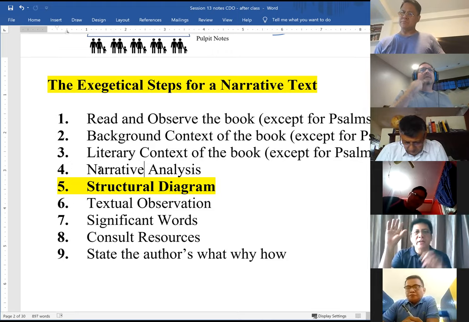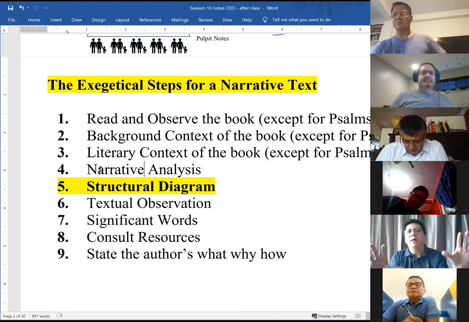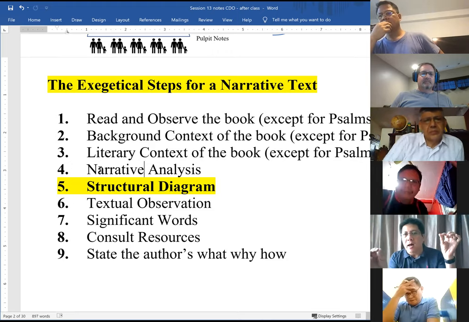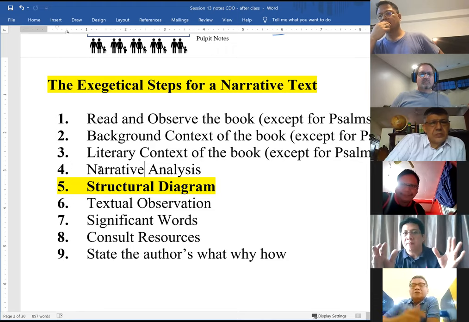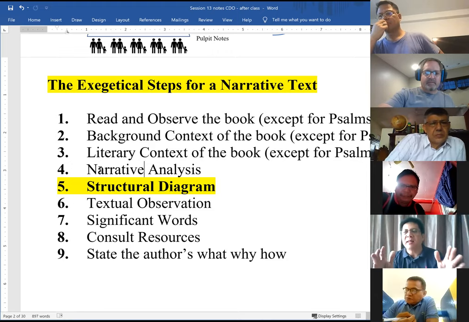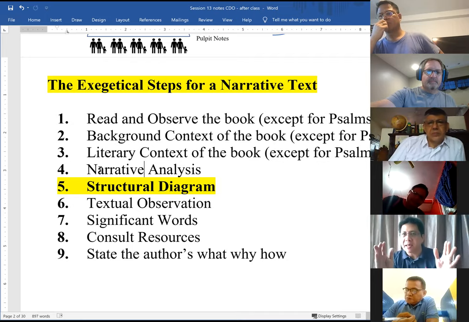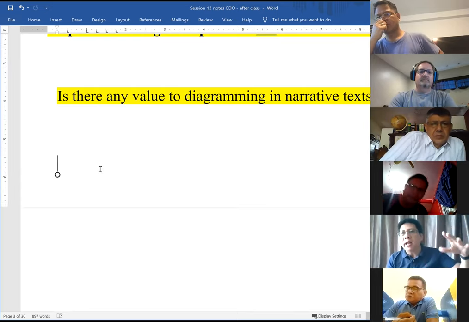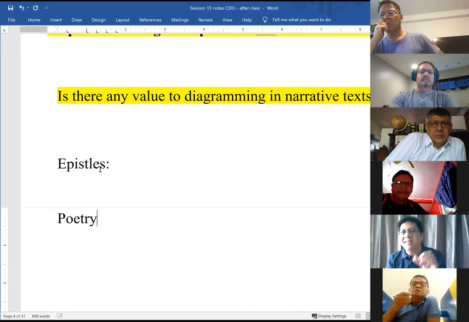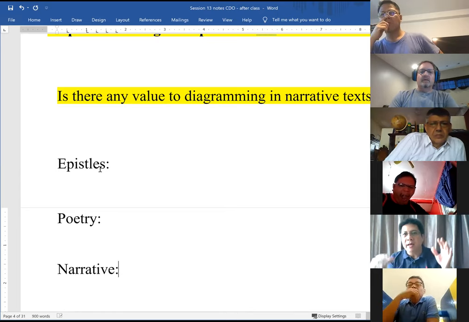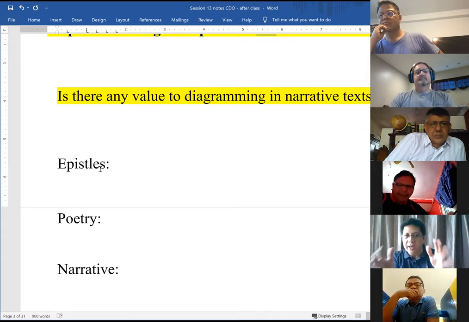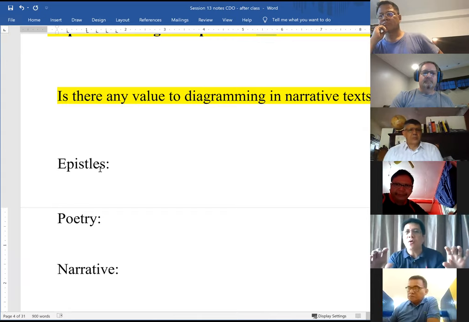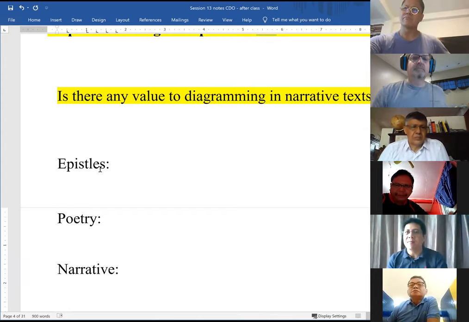Yes, Pastor Bobby. I understand now, Pastor Tim. It's clear now that the context of structural diagramming is particular verses or passages, significant verses and passages. Okay. Yeah, because the structural diagramming we did already was in the narrative analysis. So what we're going into now is in the context of significant verses or passages in the narrative. Okay, I got it now.